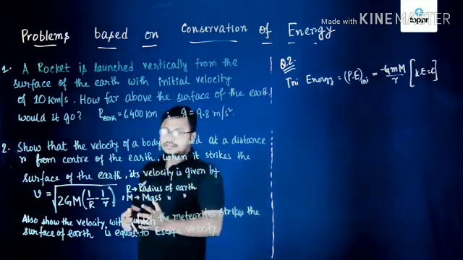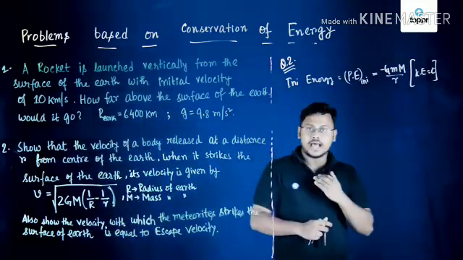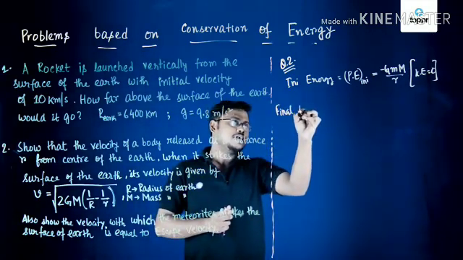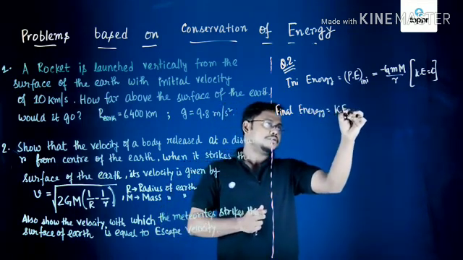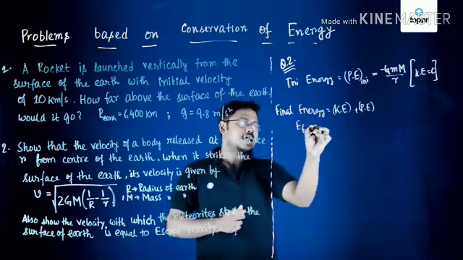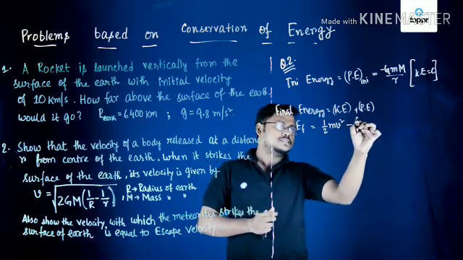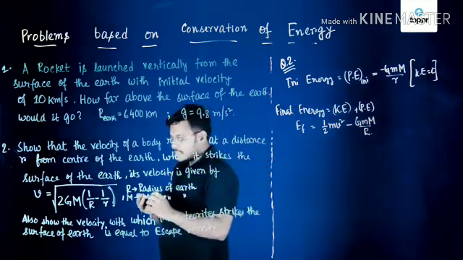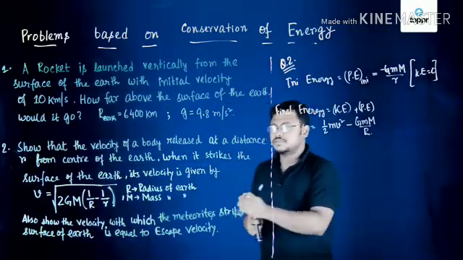Now when it strikes the surface of the earth, it will have both the kinetic energy as well as the potential energy. So final energy will be kinetic energy plus potential energy, and I am just writing that E_f equals half of mv square minus GMm divided by capital R, where capital R is the distance between the body and the center of the earth when it just strikes the surface of the earth.